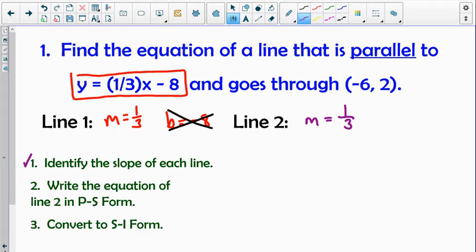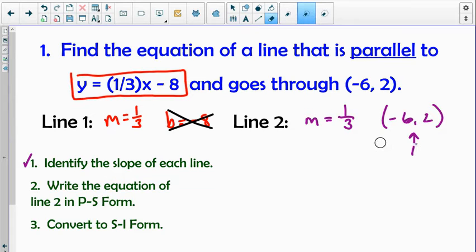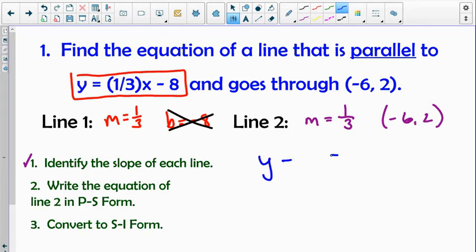Step 2 says to write the equation in point-slope form. Well, the reason why we use point-slope form is because (-6, 2) is a point, and 1/3 is the slope. So it would make sense to use point-slope form. That's the long one with the parentheses. y minus blank equals blank times x minus blank.